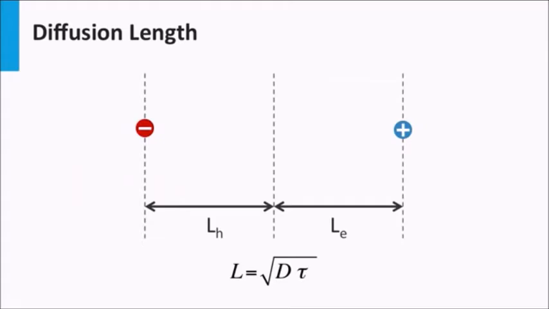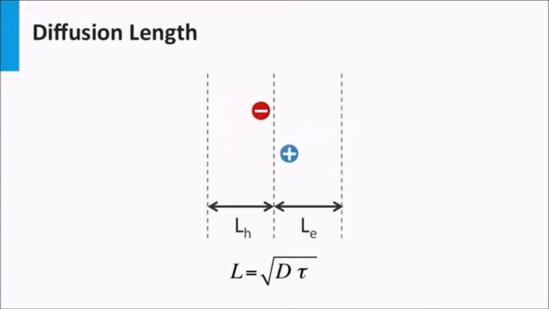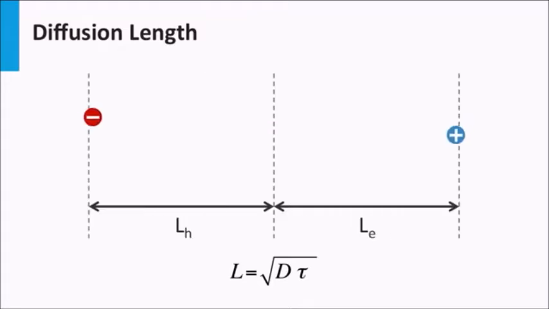Loss mechanisms like recombination determine the lifetime of the charge carriers. If the recombination rate is high, the lifetime of charge carriers is low. The diffusion length, L, is the average distance the excited charge carriers can move around and is determined by the lifetime of the charge carriers. If the recombination rate is high, the diffusion length will be shorter. When the recombination rate is low, the diffusion length will be longer.